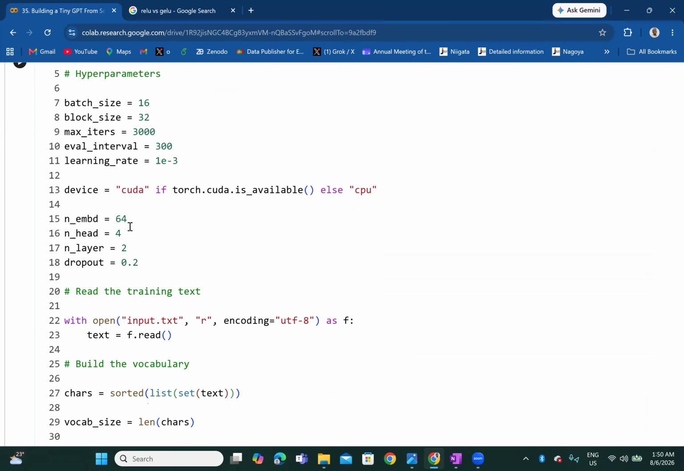Then the number of embeddings is now 64. The number of heads, that's the attention heads, right, is 4. Then the number of layers is 2, and then the dropout is 0.2.